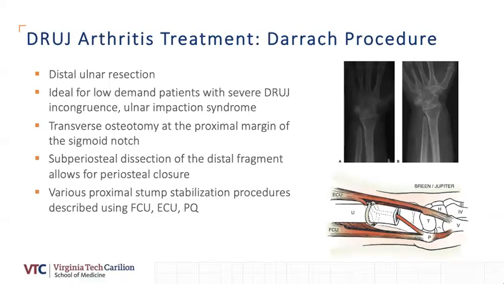So you can do the DARA procedure, and this is where you do a distal resection of the ulnar head. And this is a good option for low demand patients with severe DRUJ or ulnar impaction syndrome. And what you do is you just make a transverse osteotomy at the proximal margin of the sigmoid notch. And then you can do various different procedures to stabilize the proximal stump of the ulna. So the FCU, ECU, or PQ have all been described.